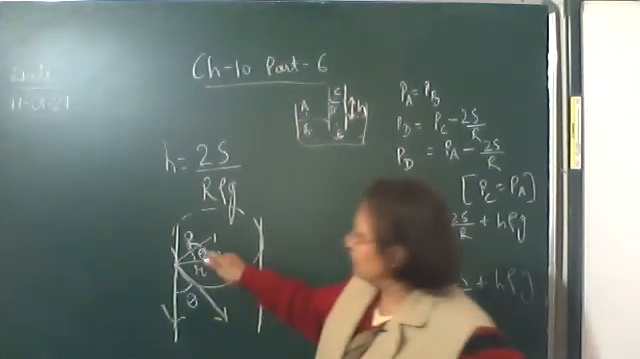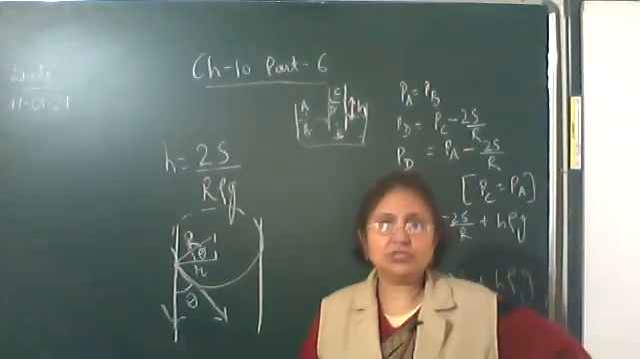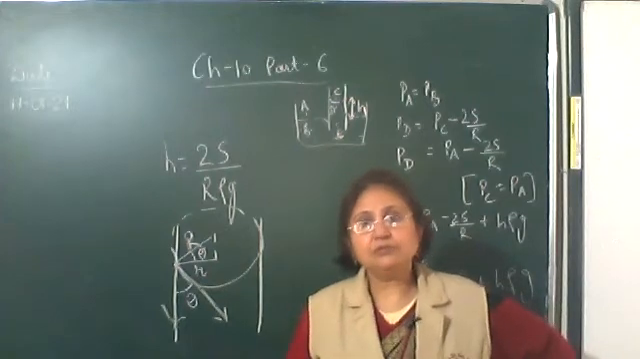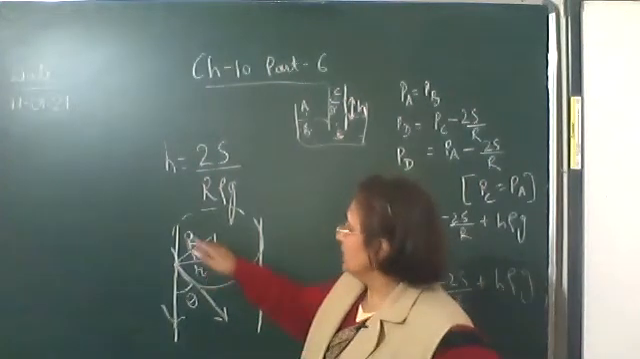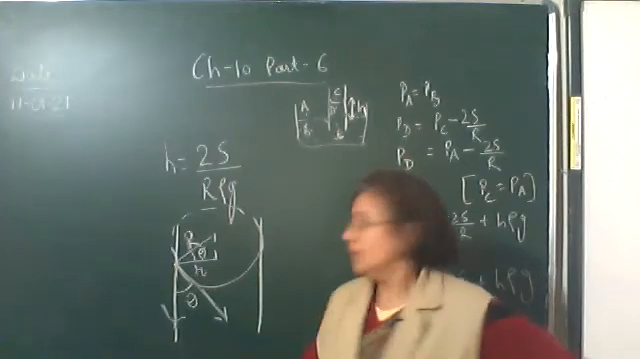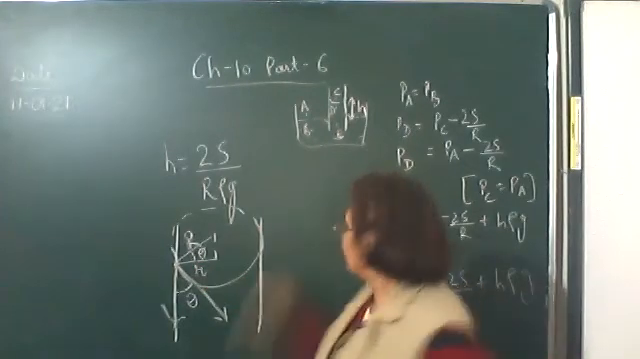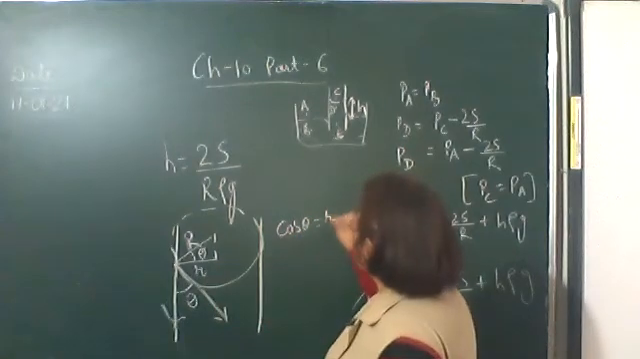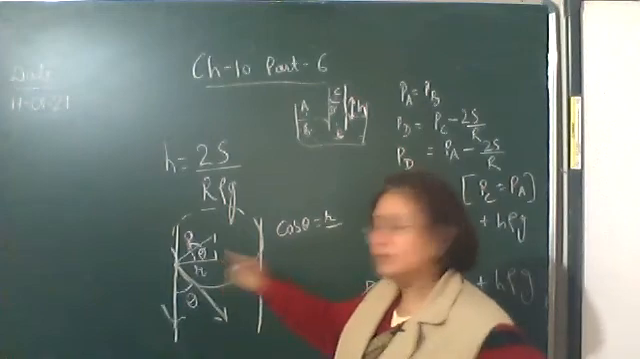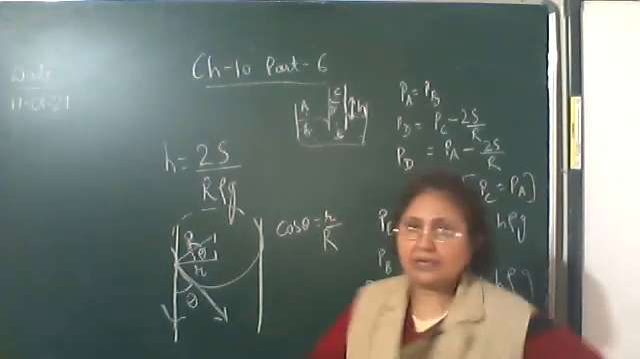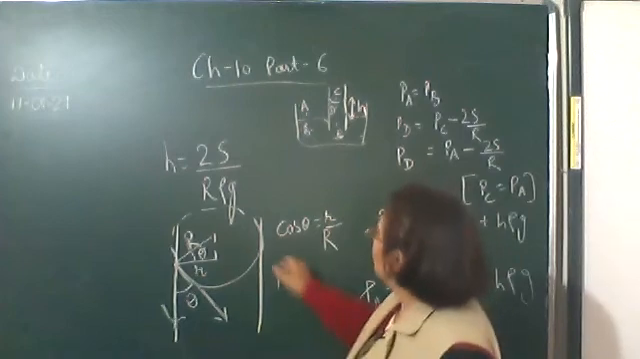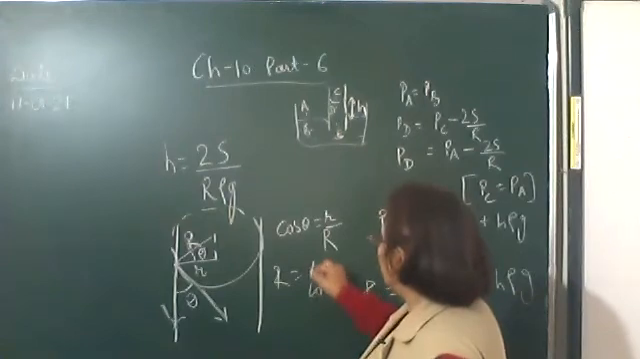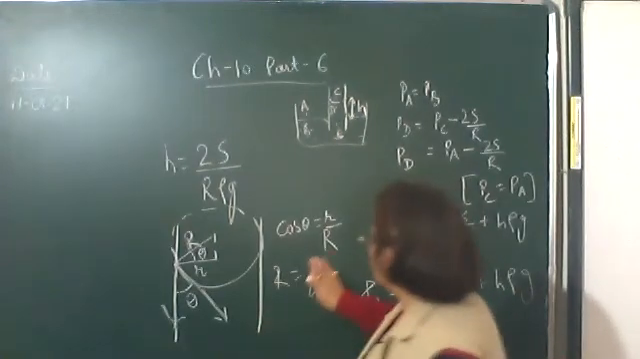Now geometrically you can prove that if this angle is theta, this is also theta. Using the trigonometric ratio, you can find the relation between small r and capital R. Find cos theta from this right angle triangle. Cos theta is equal to base upon hypotenuse. Base is the radius of the capillary tube and hypotenuse is the radius of curvature. So capital R is equal to r upon cos theta, where small r is the radius of the capillary tube.